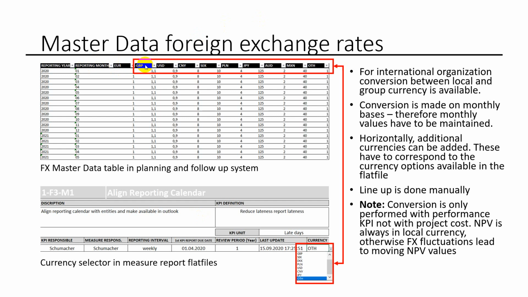If you want to add a new currency, you would just add that right of the table. The table itself will enlarge automatically. You will need also to provide the date and the month for which the exchange rate, so the conversion rate, is valid. And you will also need in the measure flat file to make the currency available. Calculation is then done automatically, and you don't need to worry any further.